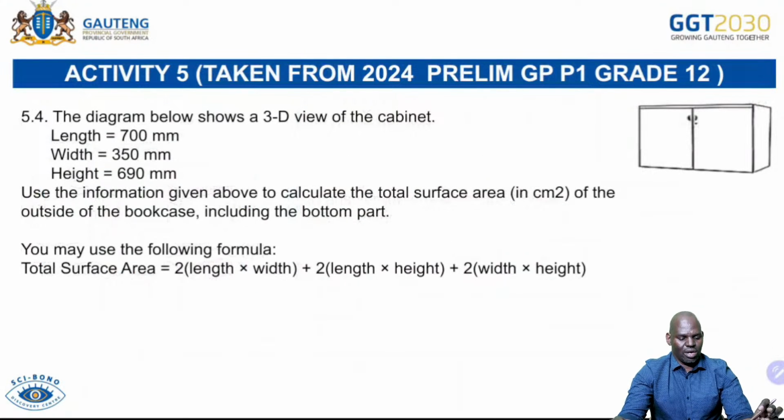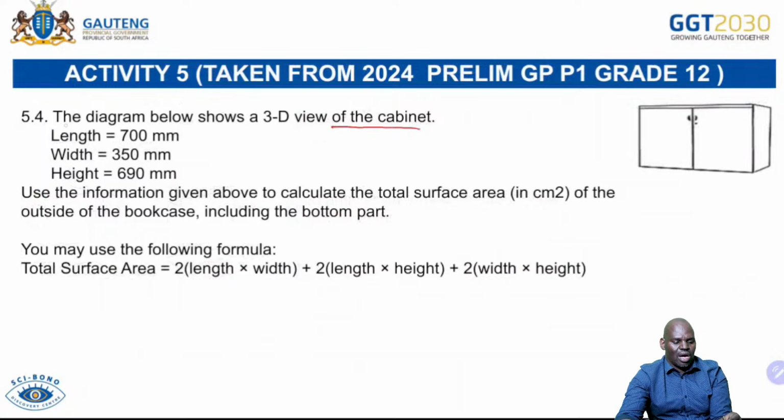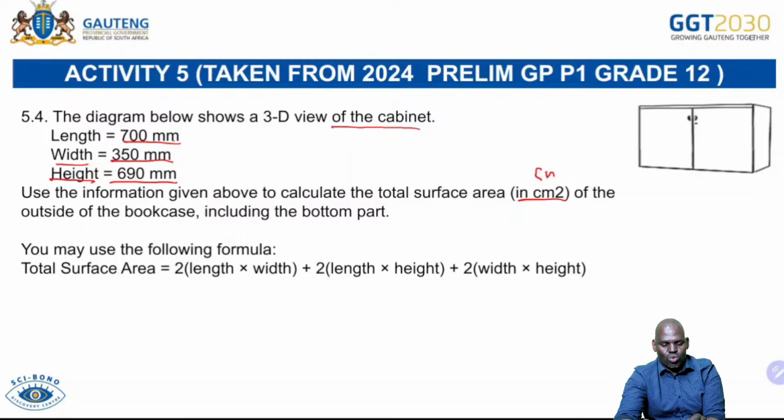Okay, then number 5.4, activity 5.4. The diagram alongside shows a 3D view of the cabinet, and the length is 700 millimeters, the width is 350 millimeters, and the height is 690 millimeters. Use the information given above to calculate the total surface area, in square centimeters, of the outside of the bookcase, including the bottom part.